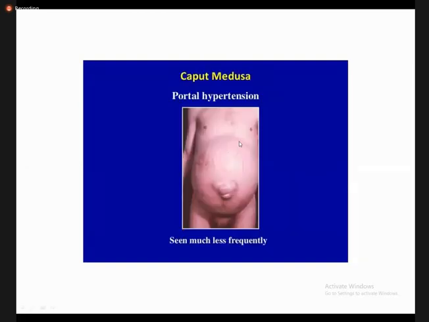Then similarly, the caput medusae, this is a sign of portal hypertension. The abdomen seems to be distended. There are vessels which are radiating away from the umbilicus, and this is an umbilical hernia. So these are all the signs of portal hypertension.